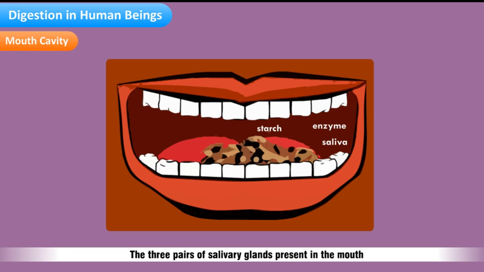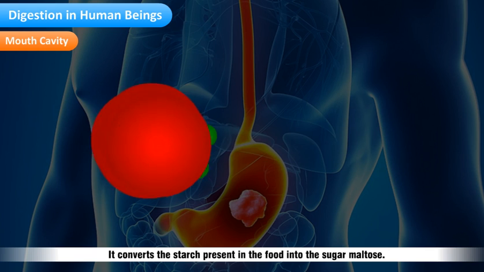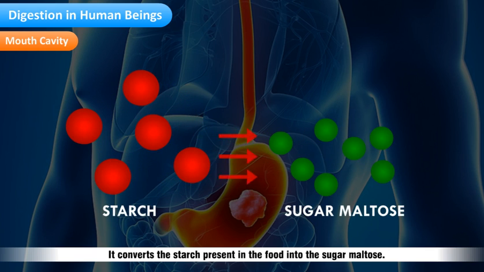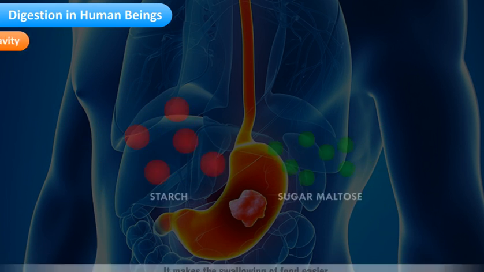The three pairs of salivary glands present in the mouth release a digestive juice called saliva. It converts the starch present in the food into the sugar maltose. This is called chemical digestion. Saliva also makes the chewed food wet and slippery. It makes the swallowing of food easier.